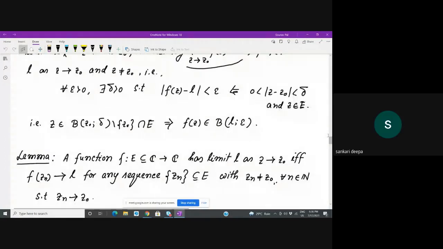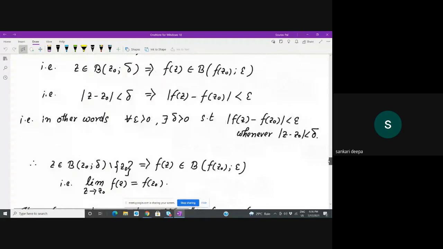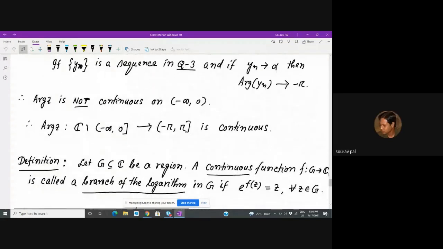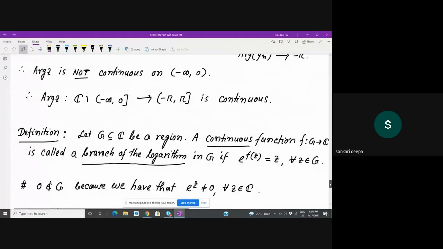Does every continuous function have a branch of logarithm, if it satisfies the equation e to the f(z) equals z? Does this exist for every continuous function? That is a question I would like to ask the audience. Your question is whether anything beyond logarithm exists or not. That is the question, right? Yes, sir. So can anybody tell me the answer?